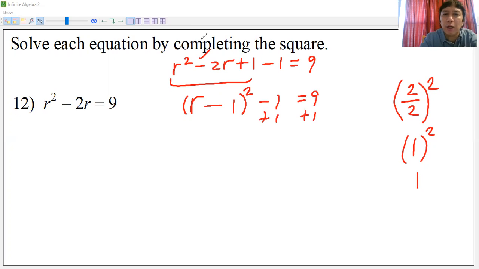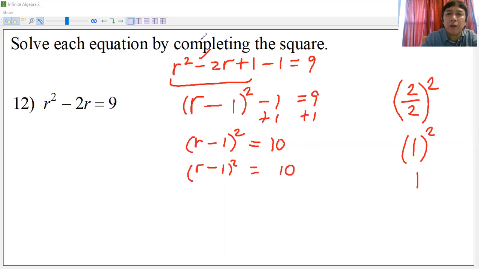This will now be r minus 1 squared, and this will continue with the equals. The negative 1 and plus 1 gives 0. The right side is 9 plus 1, which is 10. So at this point, we're going to take the square root of both sides. So we rewrite it once more. And here's the 10.